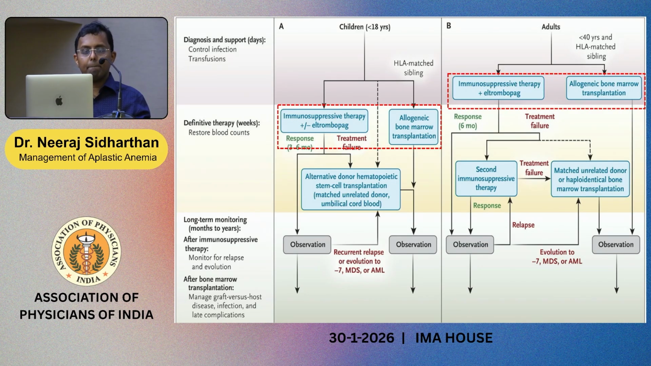This slide summarizes how we treat aplastic anemia in children and adults. In children, you can see immunosuppressive therapy plus or minus eltrombopag. In adults, definitely adding eltrombopag has proven benefit. If you have an HLA matched sibling and the adult is less than 40 or 50 years of age, you go for allogeneic transplantation. But if you go for immunosuppressive therapy and in 3 to 6 months you have a treatment failure for young children, then you go for an alternate transplant. In adults, of course, the other option is to go for a second immunosuppressive therapy.